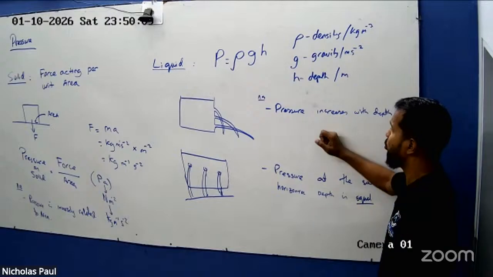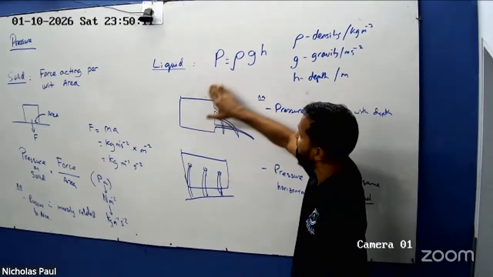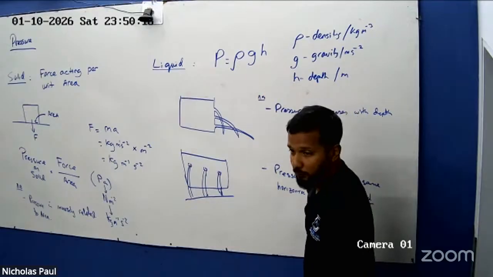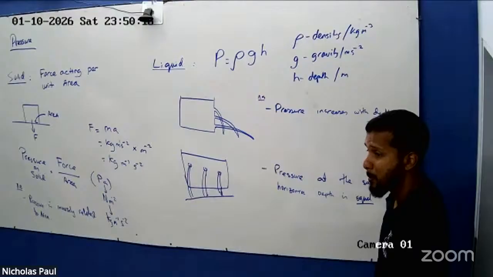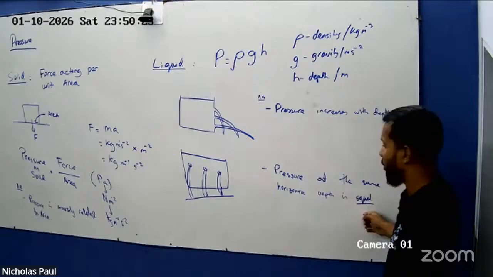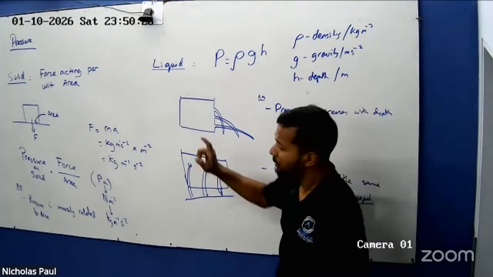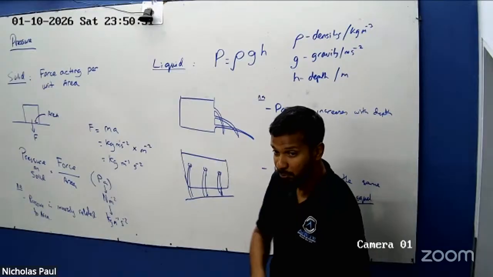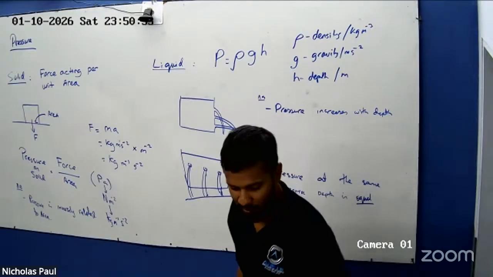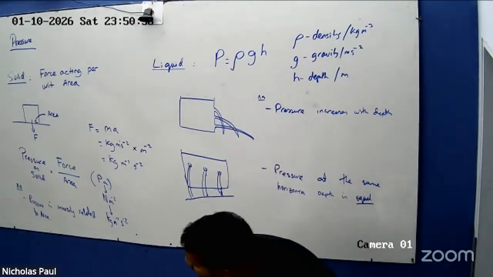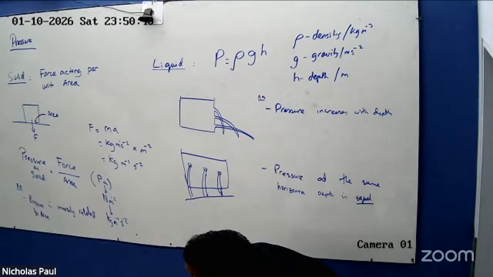So what are the 3 things affecting pressure in a liquid? Density, gravity, and depth. The lower we go, the greater the pressure; at the same horizontal depth, pressure is equal. And for a solid, it is force per unit area. That's okay? Let us take a look at a question. Let's try a little question.